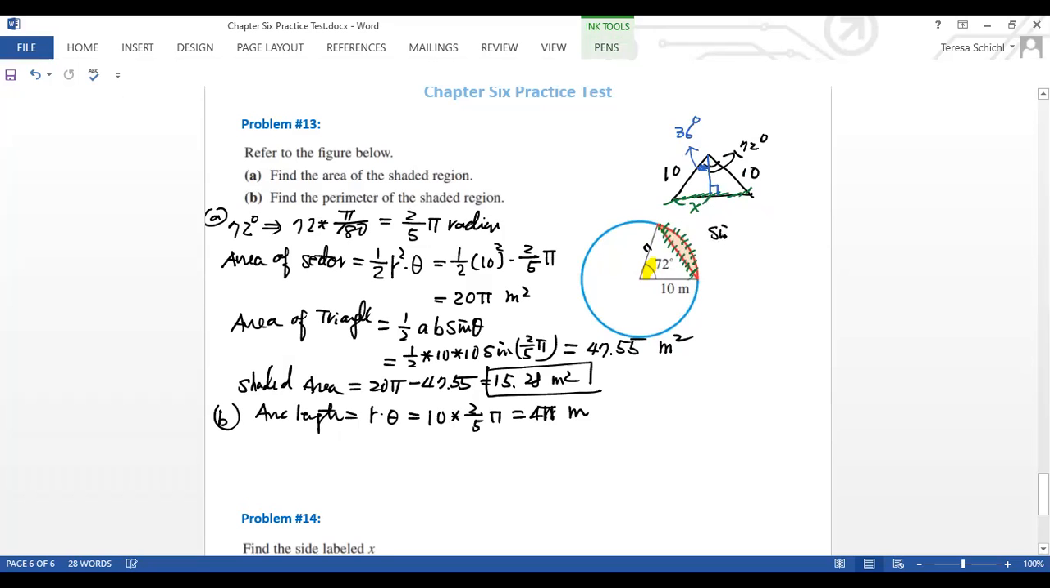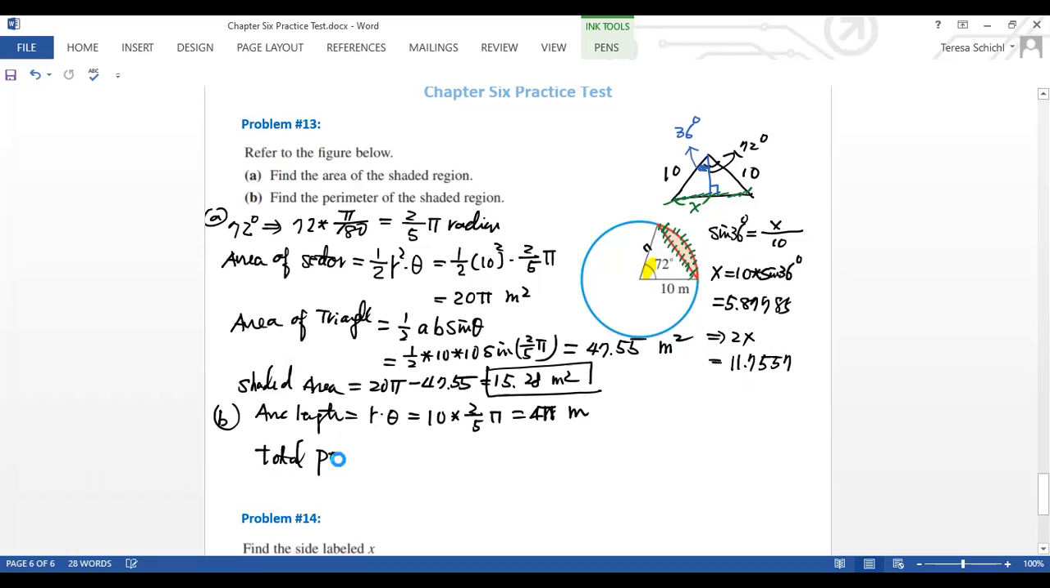So I can say sine 36 degrees is equal to x over 10, right? So x equals 10 times sine 36 degrees. So the x here is 5.87785. But remember, I'm looking for the whole thing here, so 2x will be equal to 11.7557, right?